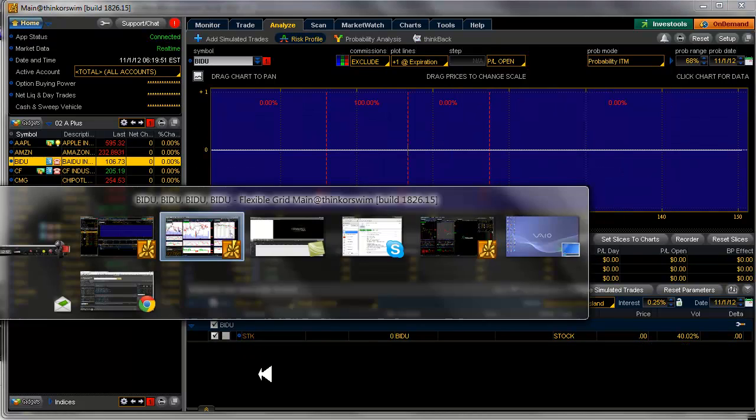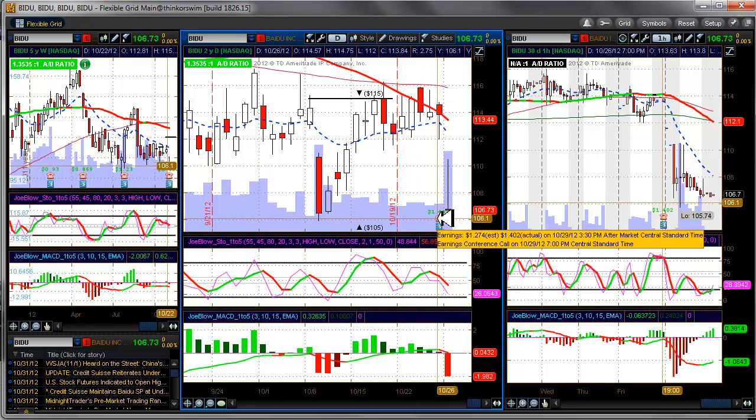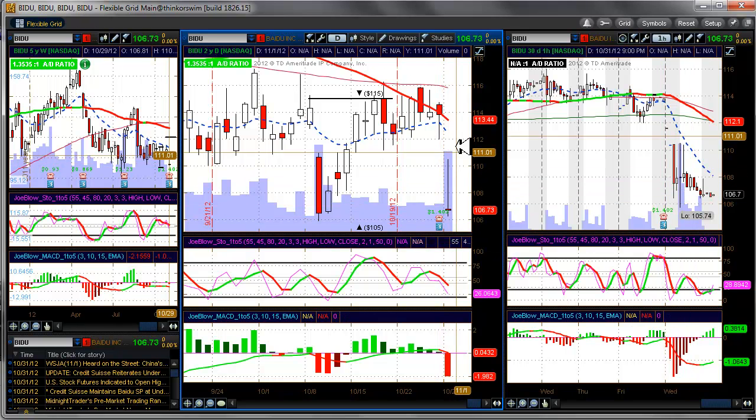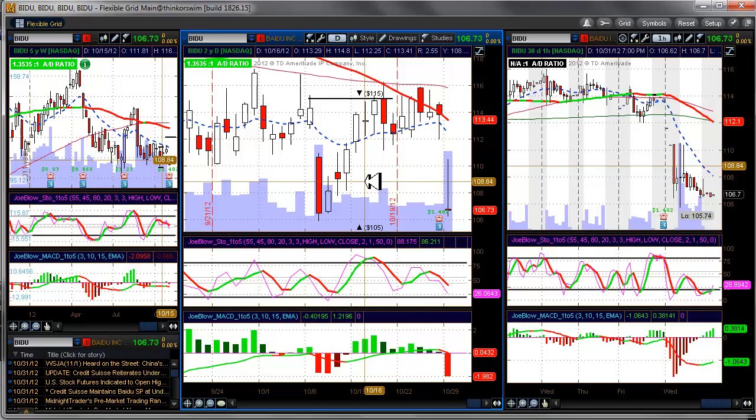Moving on, we'll take a look at BIDU. Whoa, they had their earnings. They had good earnings, but I would be willing to bet that they're saying they're not real confident about the future, which is what a lot of companies are saying right now. Worldwide, the economy is slowing down, but there is no play here.